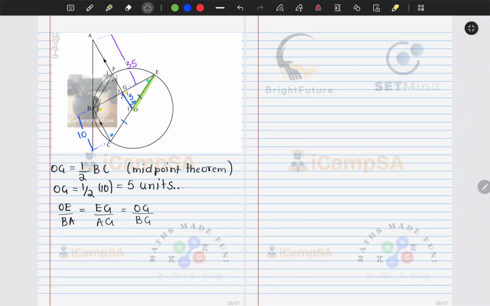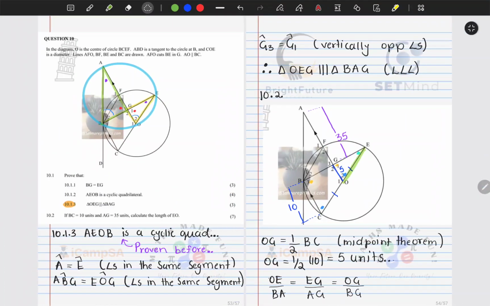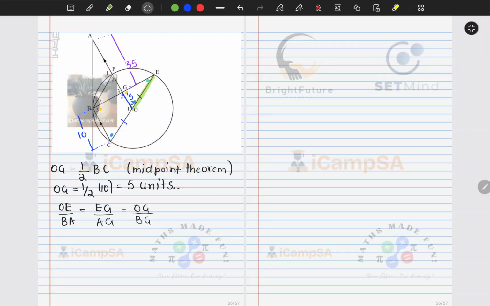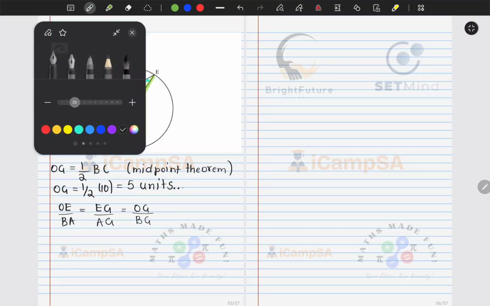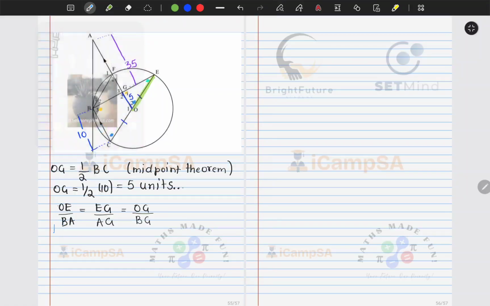Okay, so if you observe carefully, what we are looking for again is EO or OE. So we can just keep this portion here, because that is what we are looking for. The OG element we can keep because we actually know what OG is.